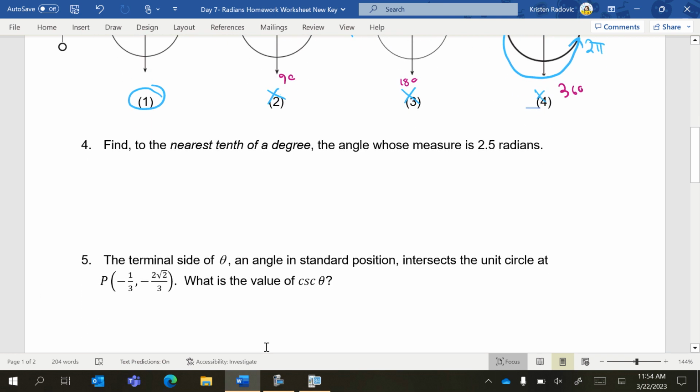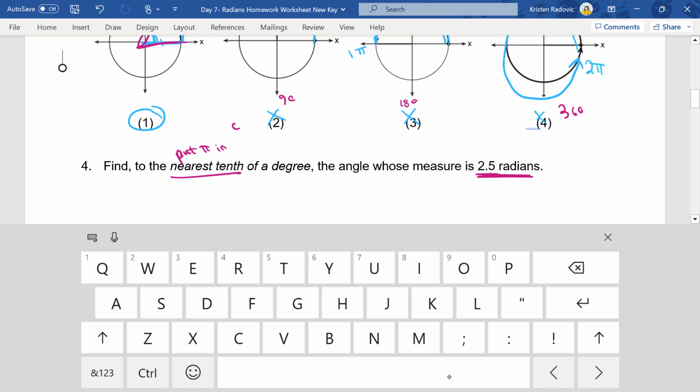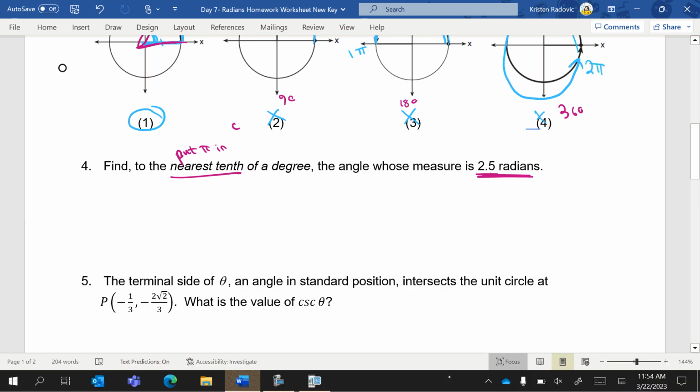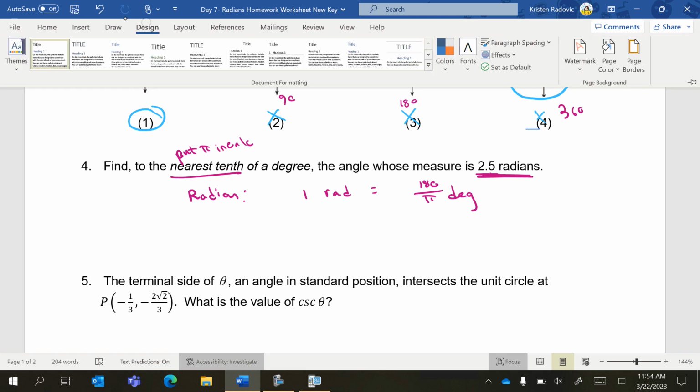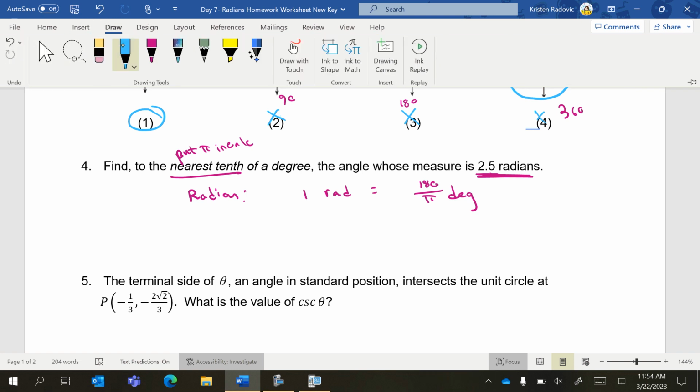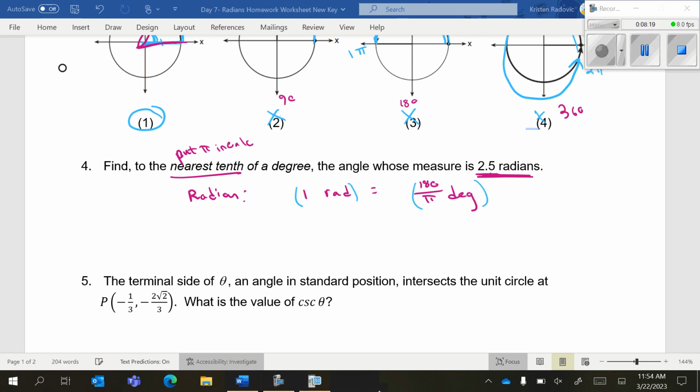All right, got one more radian question. Figure out the angle whose measure is 2.5 radians. And they are telling you to round, so if needed, you're going to put pi in the calculator. You only put pi in the calculator if they tell you to round. Because we're given radians, we use the radian formula. 1 radian is equal to 180 over pi degrees. We don't have 1 radian, we have 2.5 radians. So I'm going to multiply both sides by 2.5.